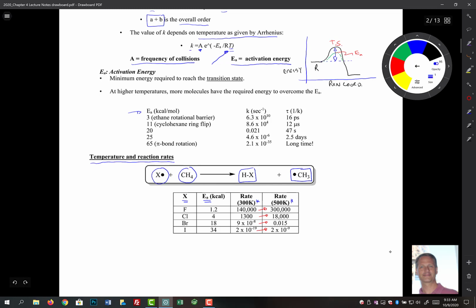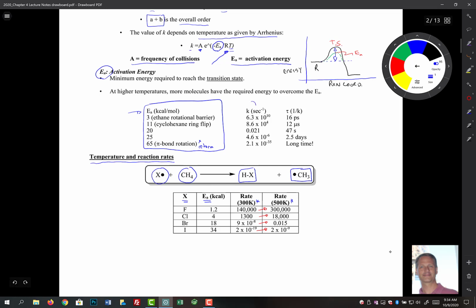And then we mentioned before, Ea is going to play a role in this. Here are some activation energies for various processes: ethane, the rotational barrier, cyclohexane, ring flip, and then just some general numbers, 20, 25, 65. That's about the amount of energy required for a pi bond rotation. Now, pi bonds can't freely rotate, so that means we have to break it and then reform it. So that's the energy required to do that.